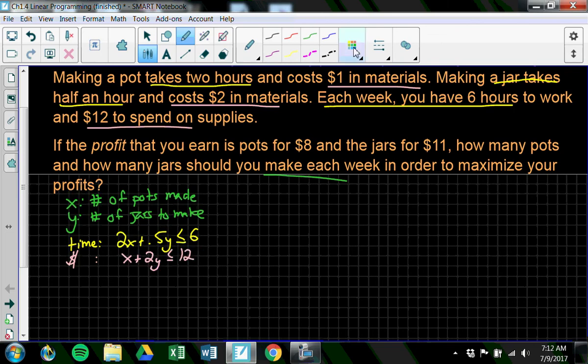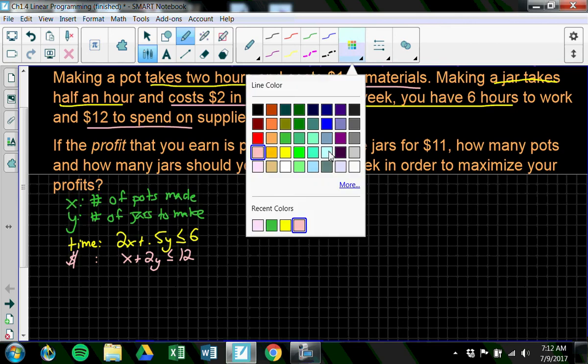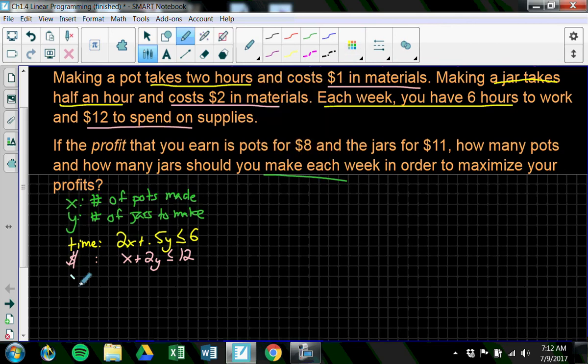Those are the two main constraining pieces here. Although there is something else that is worth mentioning and worth discussing. We know that these can't be negative.